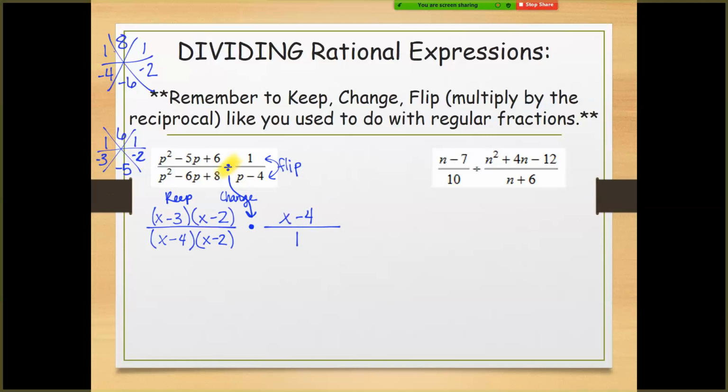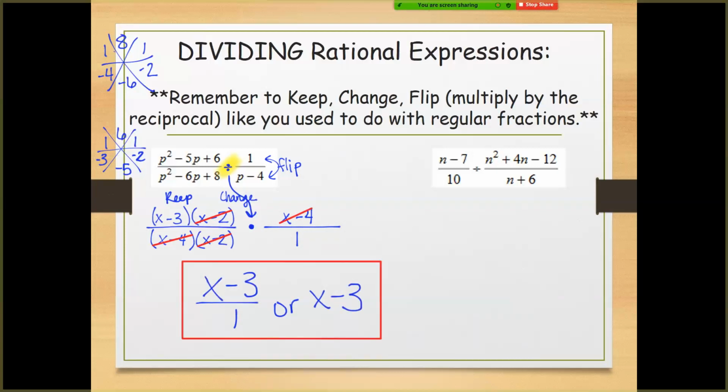Now we want to go back and cancel anything that's the same on the numerator and the denominator on either fraction. So the first fraction had x minus 2 on the top and the bottom. There's an x minus 4 on the top and an x minus 4 on the bottom. So really that means all I have left is x minus 3 divided by 1, which you could just write as x minus 3. So very, very similar to what we had been doing, except that keep, change, flip has now been added if we have a division problem.